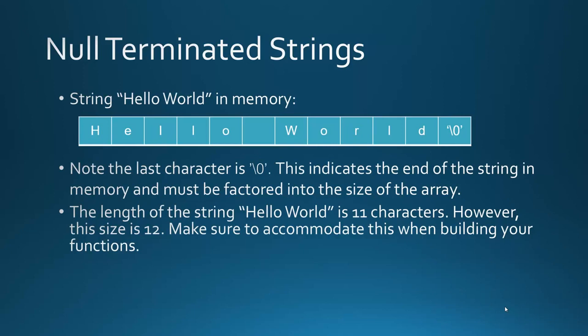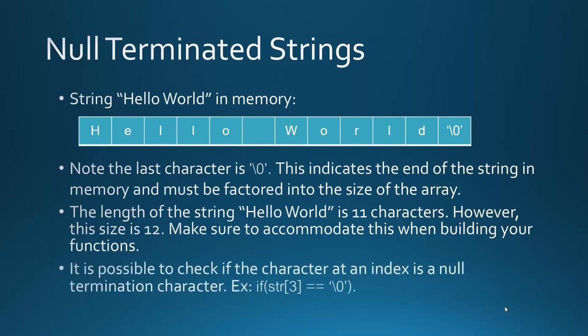Now when you're building functions that iterate over strings, you need to take into account that null termination character, especially if you're looping from the back end of the string. If you wanted the last character in a string, generically, that would be not the size of the array minus 1, but the size of the array minus 2.